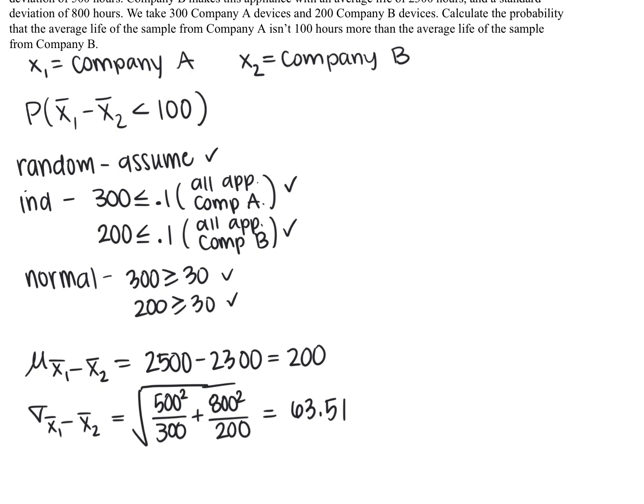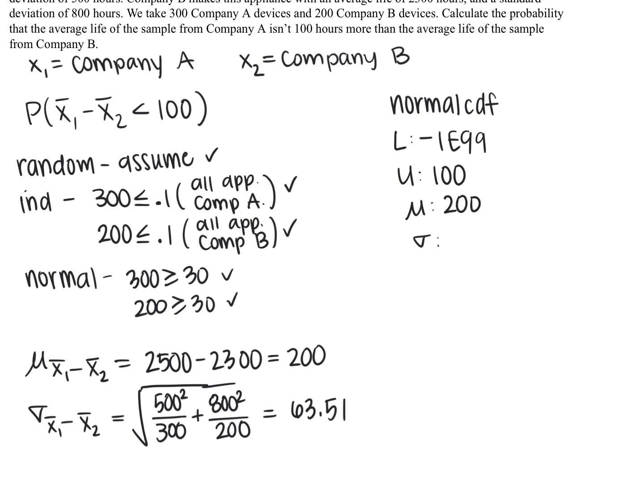So now we're going to go to normal CDF. My lower bound is going to be negative 1E99. The upper bound is going to be 100. The mean is 200. And the standard deviation is going to be 63.51. And we're going to get a probability of 0.0577.